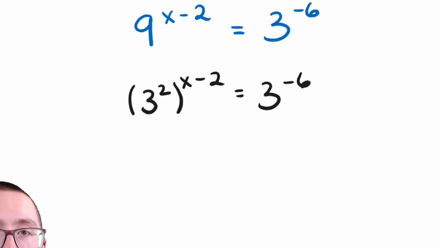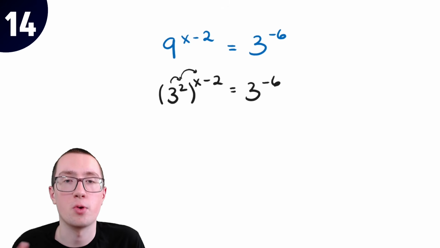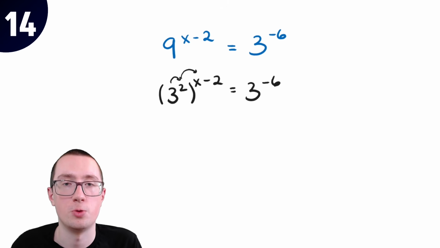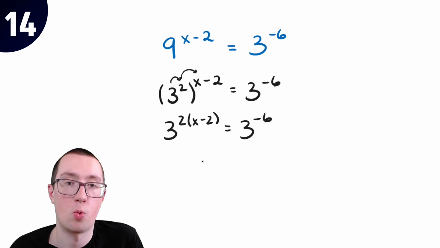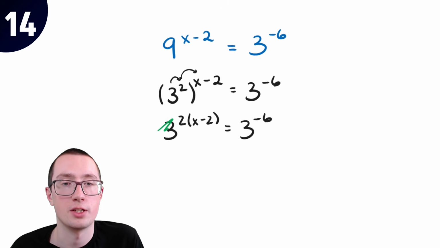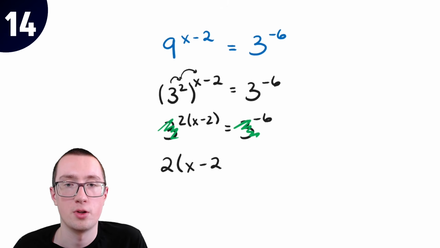Right here now we have a power of a power. We have 3 to the power of 2 to the power of x minus 2. Whenever you have a power of a power, you can just multiply the two powers together. So this is the same as 3 to the power of 2 times x minus 2, and that's going to be equal to 3 to the power of negative 6. So now we are in that ideal world where both bases are the same. So let's ignore the bases and just set the exponents equal to each other. So 2 times x minus 2 is going to be equal to negative 6.